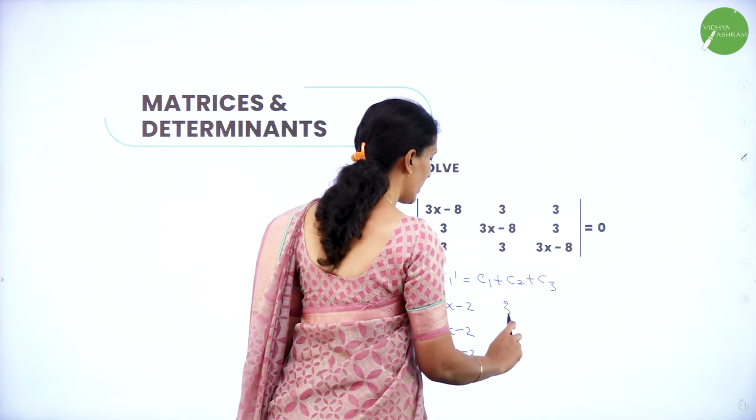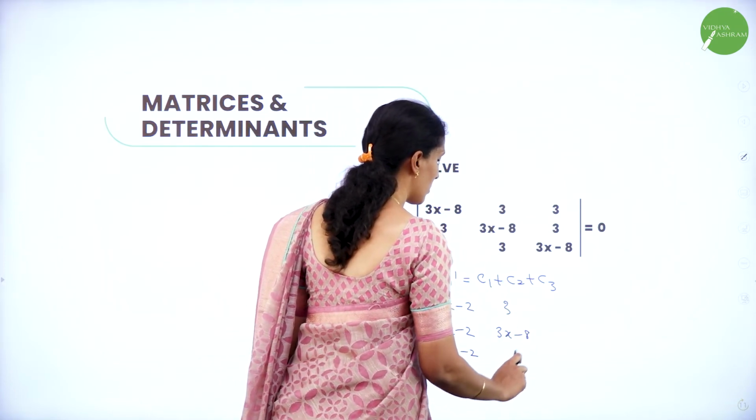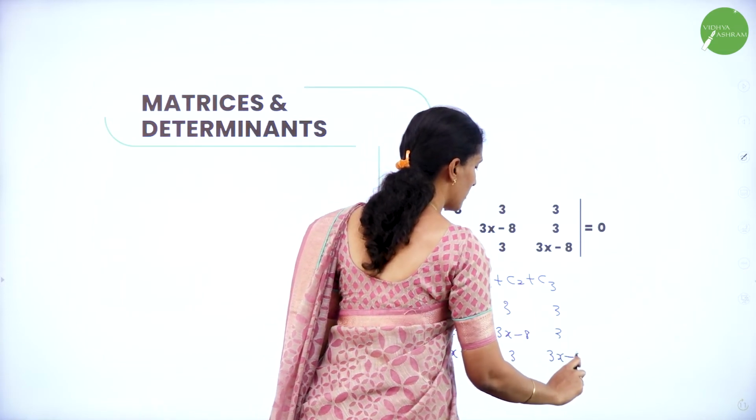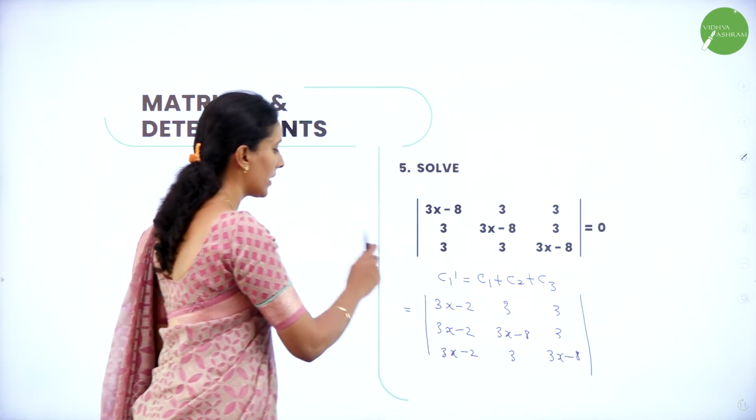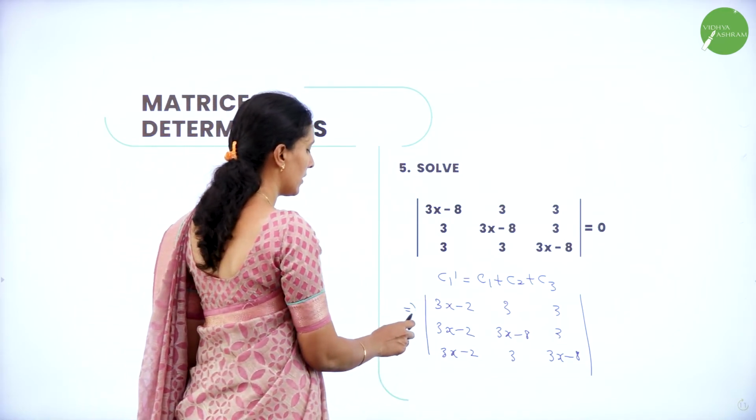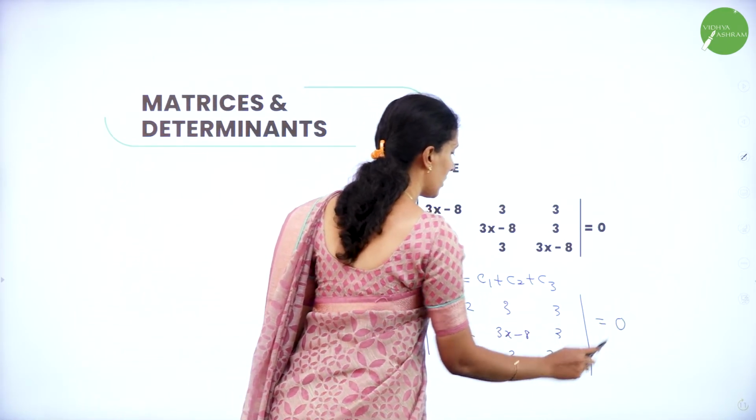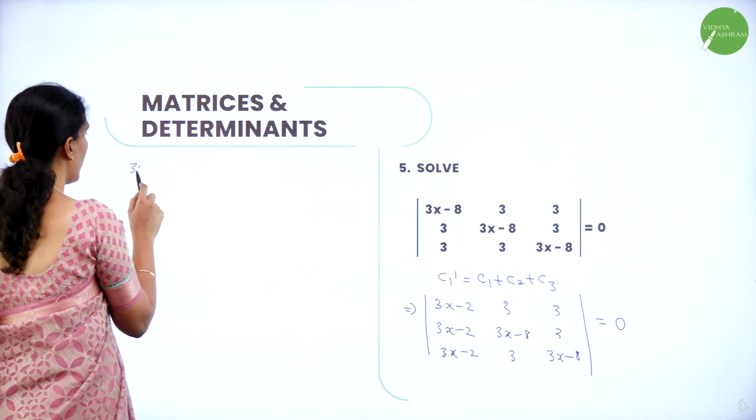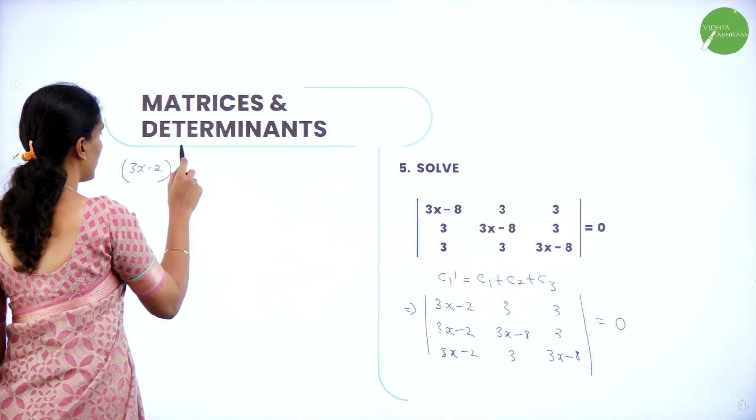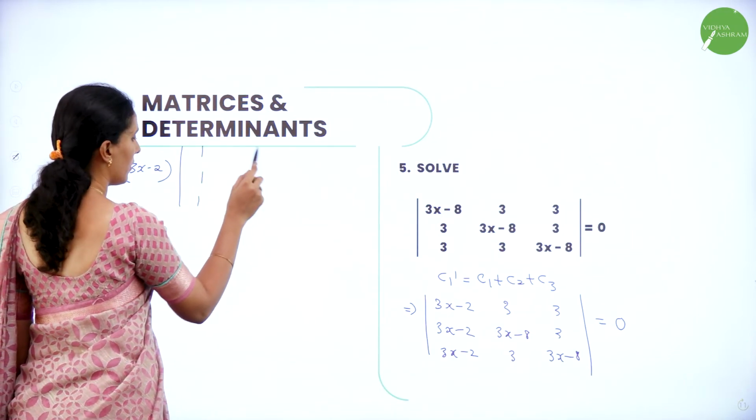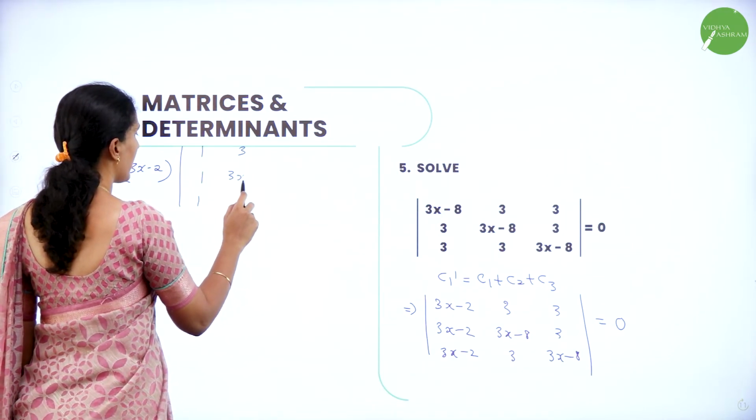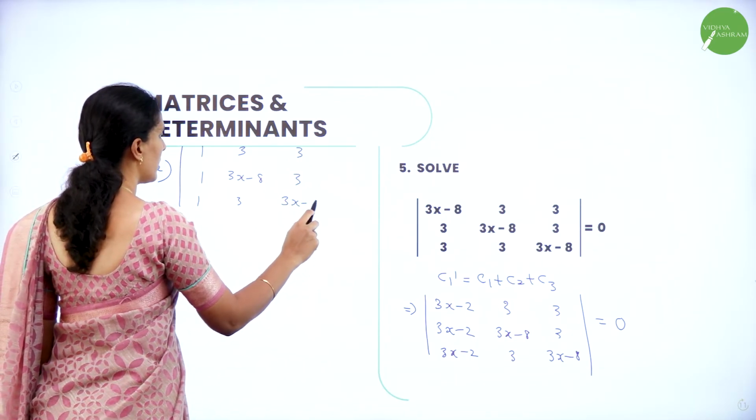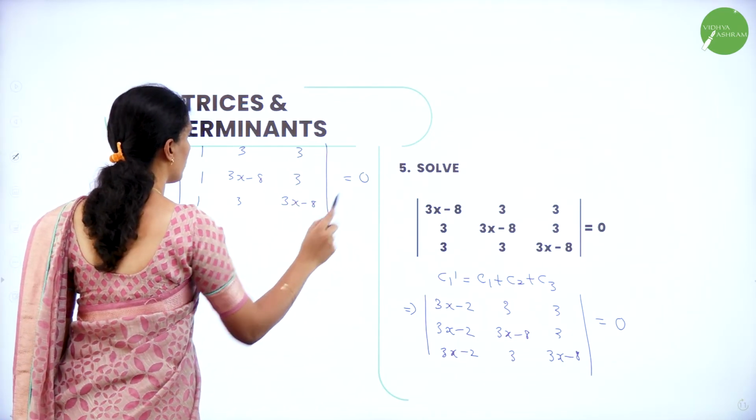Then it is 3, 3x minus 8, 3, 3, 3, 3x minus 8. Let me take 3x minus 2 common outside, as this is given equal to 0. Then it becomes 1, 1, 1, 3, 3x minus 8, 3, 3, 3, 3x minus 8 is equal to 0.